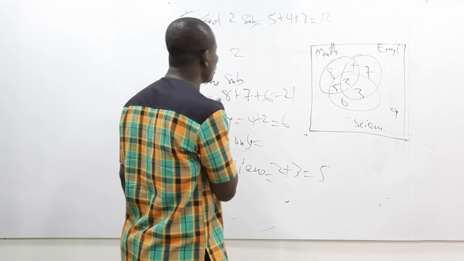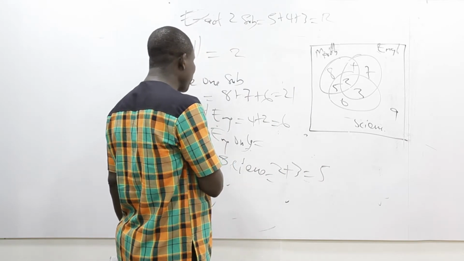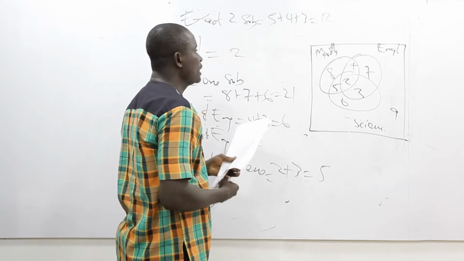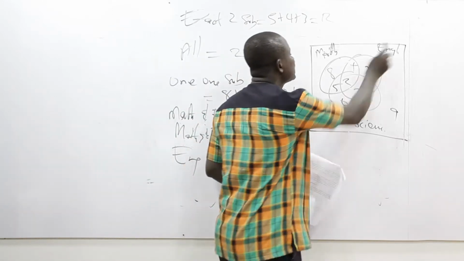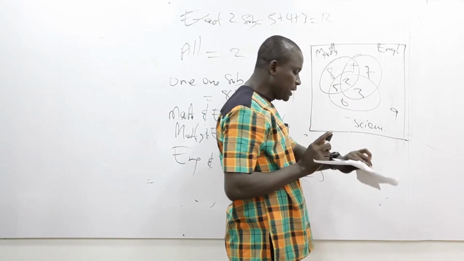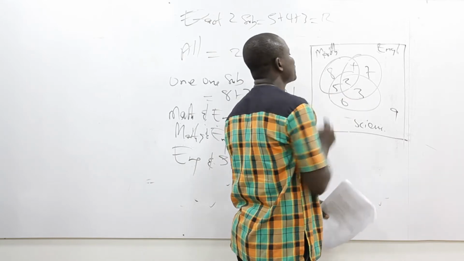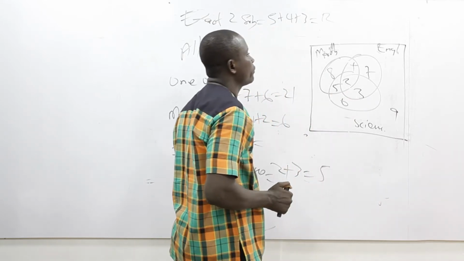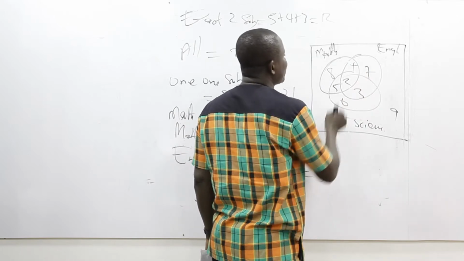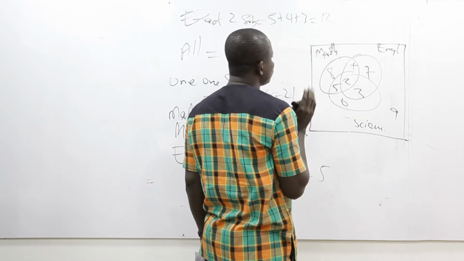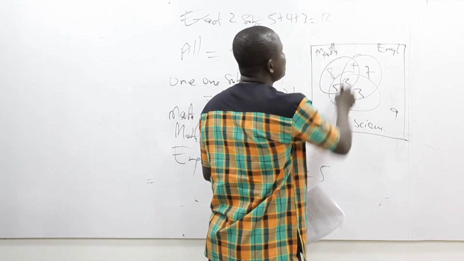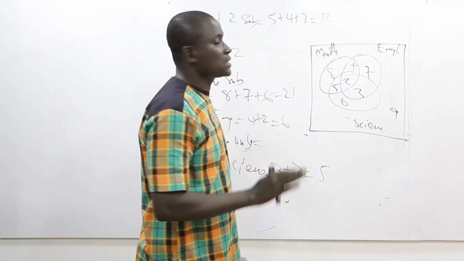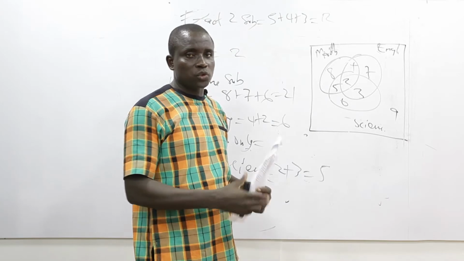So you should always note the difference between English and science only, which is 3, and if I openly say English and science, then it is 2 plus 3, which is equal to 5. Mathematics and English is 4 plus 2 without bringing the only. But if I say mathematics and English only, then it's 6. So that is how it is. Okay, take note of that.